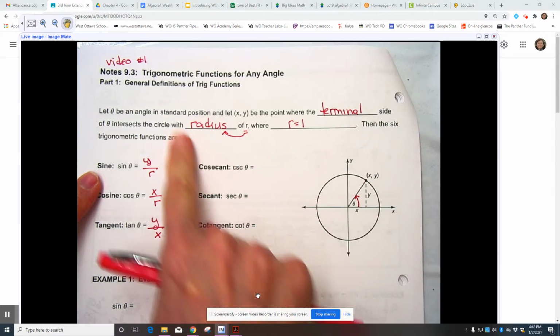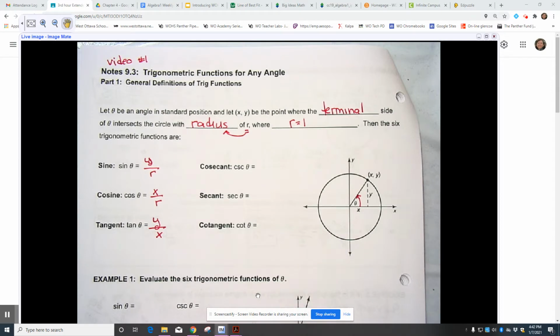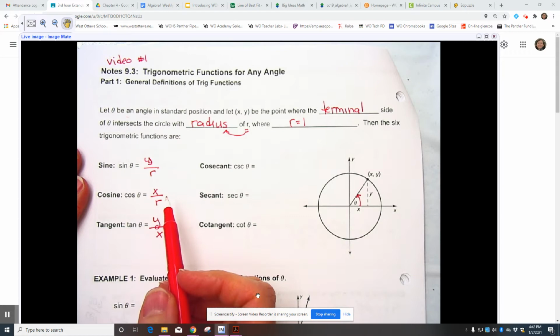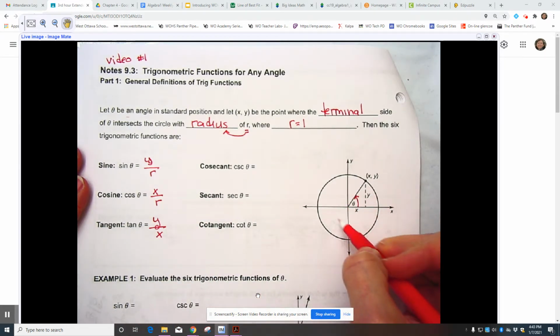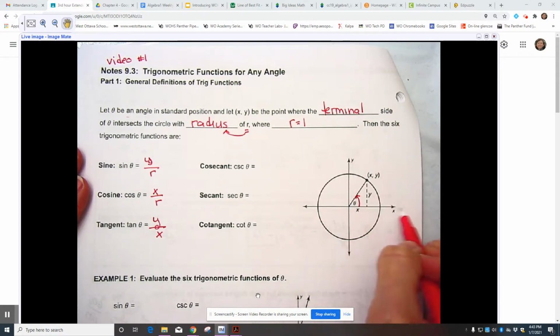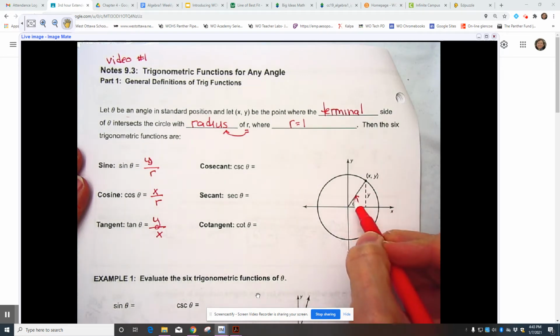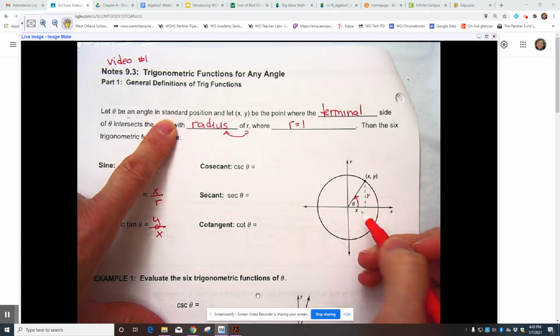So take a moment, maybe pause the video and fill in these vocabulary words, and then I will talk through them a bit here. It says let theta be an angle in standard position. Remember, an angle in standard position just means I put my angle on the coordinate grid with your x and y axis. So here's my angle that I drew right here. Standard position just means you're putting it on the x and y axis.